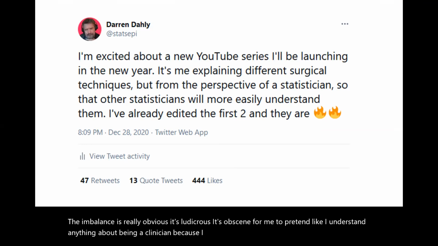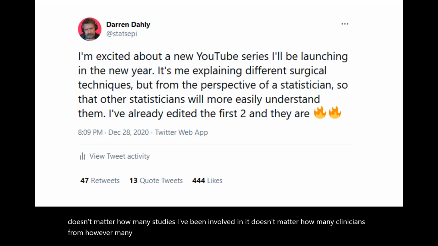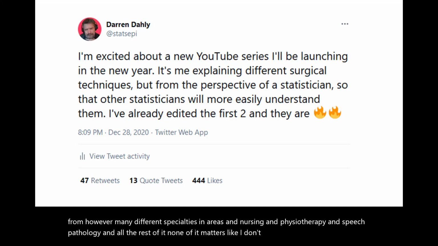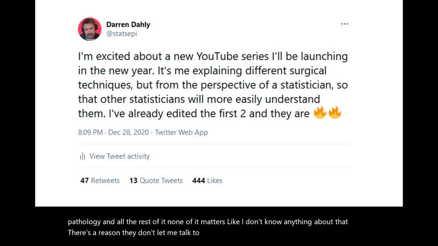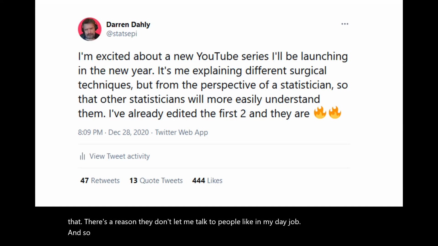And it doesn't matter if I'm in the hospital. It doesn't matter how many studies I've been involved in. It doesn't matter how many clinicians from however many different specialties and areas, nursing and physiotherapy and speech pathology and all the rest of it. None of it matters. I don't know anything about that. There's a reason they don't let me talk to people in my day job. And so there's just no attempt.